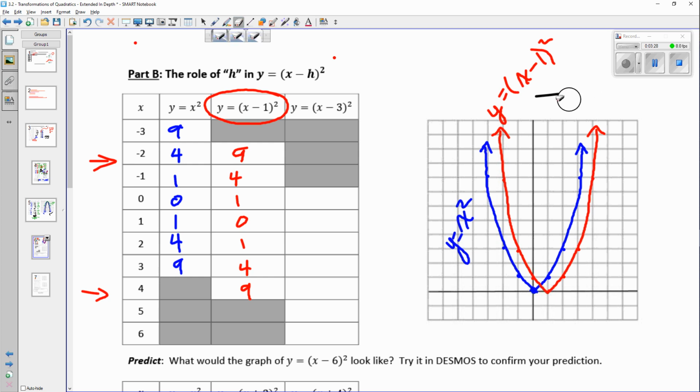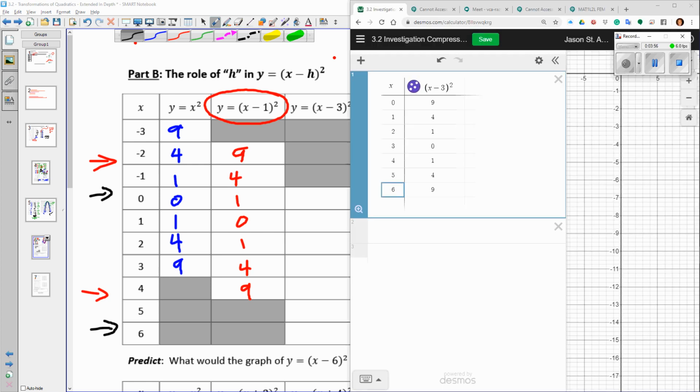space on our graph. So what do you think would happen when we have (x minus 3) squared? Let's see. Punch those values into Desmos, and remember you're going from x is 0 to +6 in our table. Now, in computing this, we end up with exactly the same result as what we did before once we punch our stuff into Desmos.